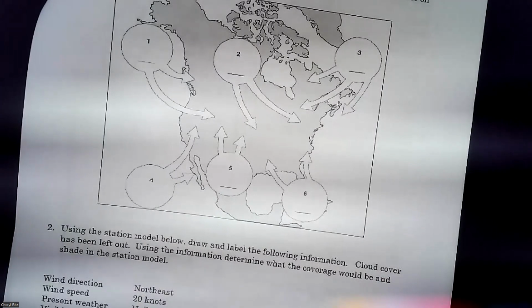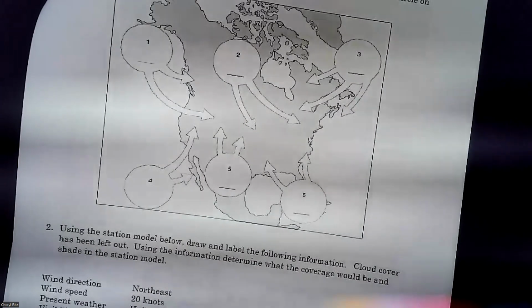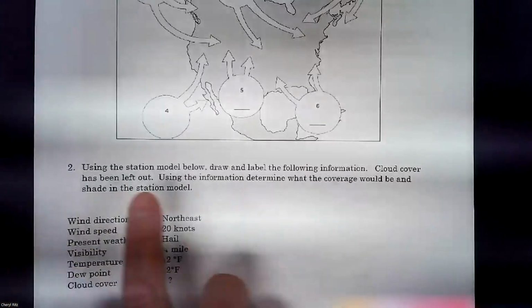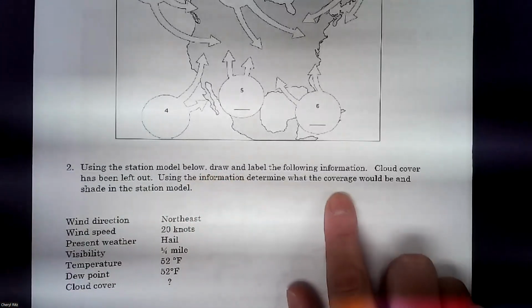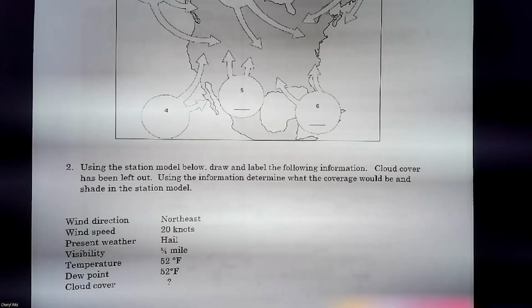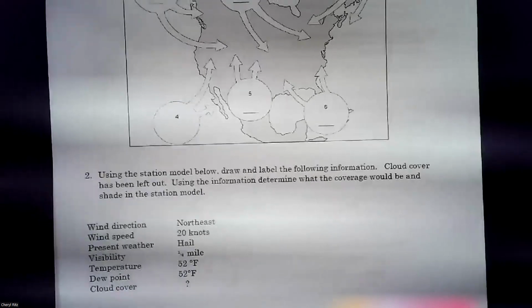Make sure you read the actual question because it does give you a question mark for the cloud cover. But it says using the information determine what the coverage would be and shade in the station model according to the cloud cover. Or according to the other data, figure out the cloud cover. So again, we're doing page 45 right now.